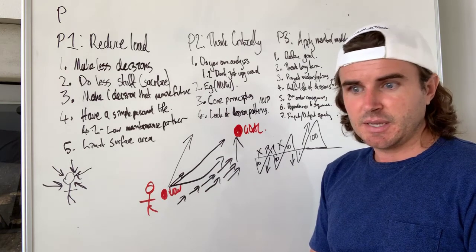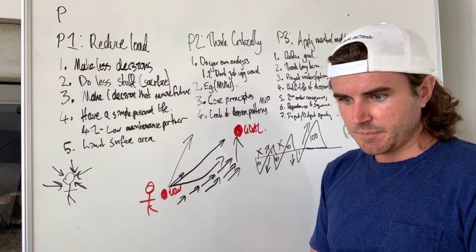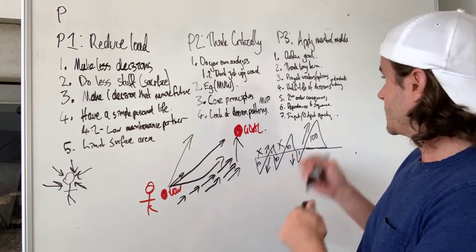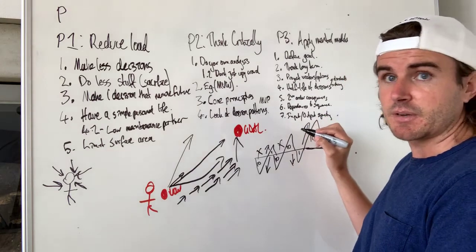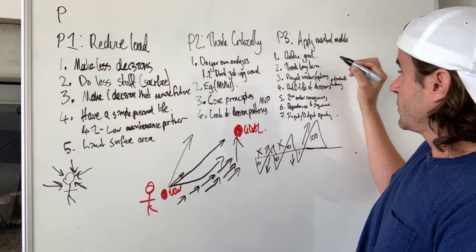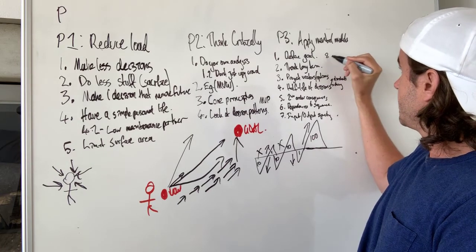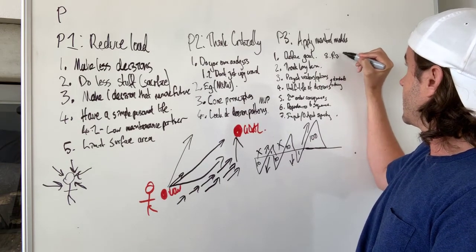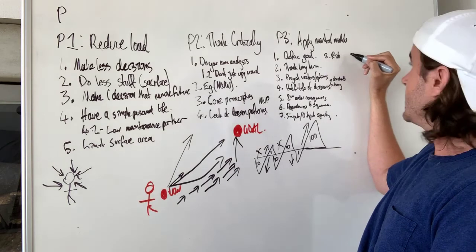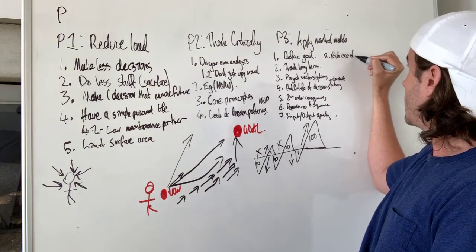Then the next one would be consider the risk and ease of undo. Now I'm running out of space here, but I'll just call this 8, risk, ease of undo.